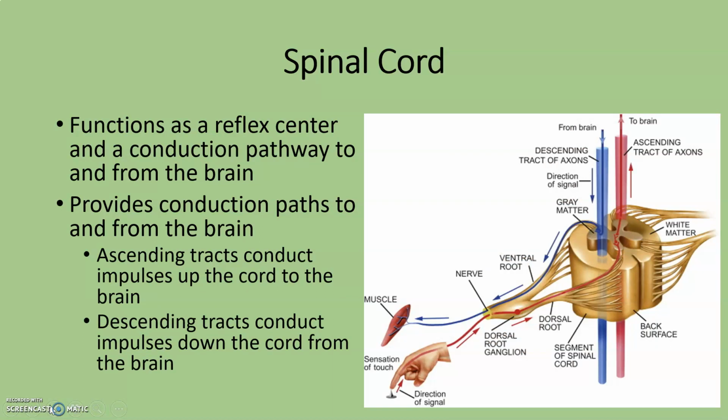The spinal cord functions as a reflex center and a conduction pathway to and from the brain. Within the spinal cord, you have ascending tracts, which conduct impulses up the cord to the brain, and you have descending tracts, which conduct impulses down the cord from the brain. And that concludes our discussion today of the brain and the spinal cord.